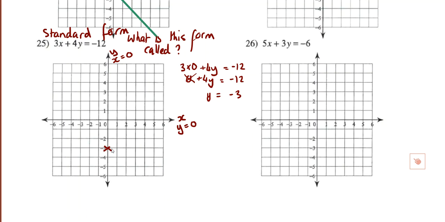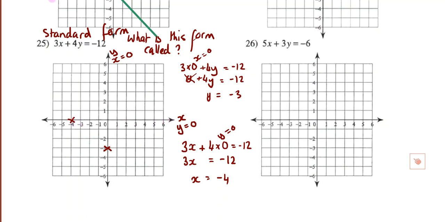Perfect. So instead of 3 times 0 plus 4y, we're going to do 3 times x plus 4 times 0 equals negative 12. So this is when x equals 0, and this one is when y equals 0. So we're now looking for the x-axis intercept. We've got 3x plus 0, so we've got 3x equals negative 12. So what must x be? Negative 4.